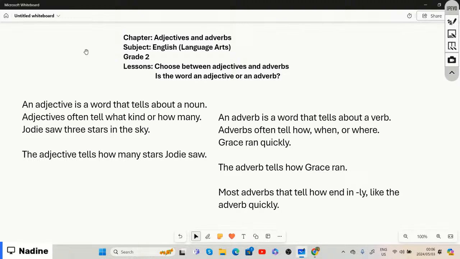So in a previous lesson, we did adverbs, right? And we said an adverb, it is a word that tells us about a verb, an adjective, or another adverb.